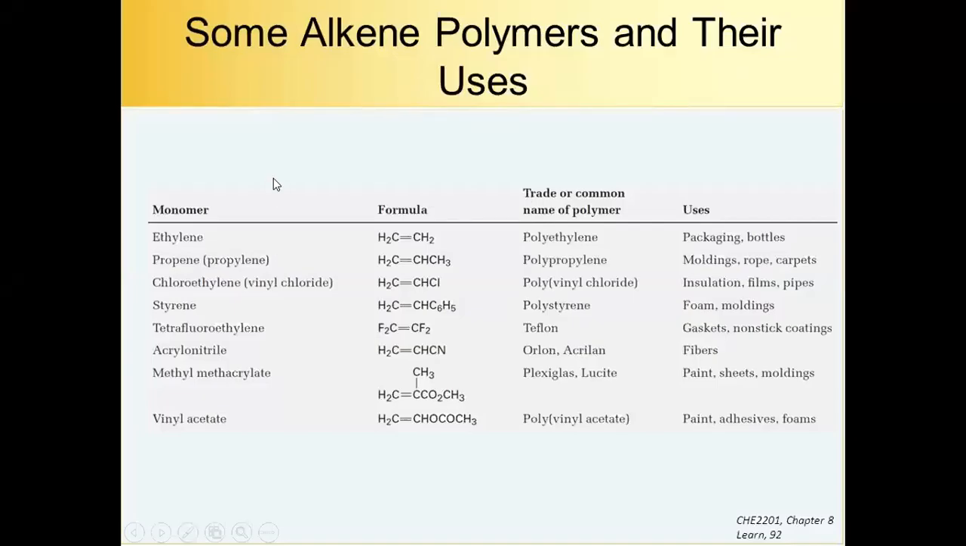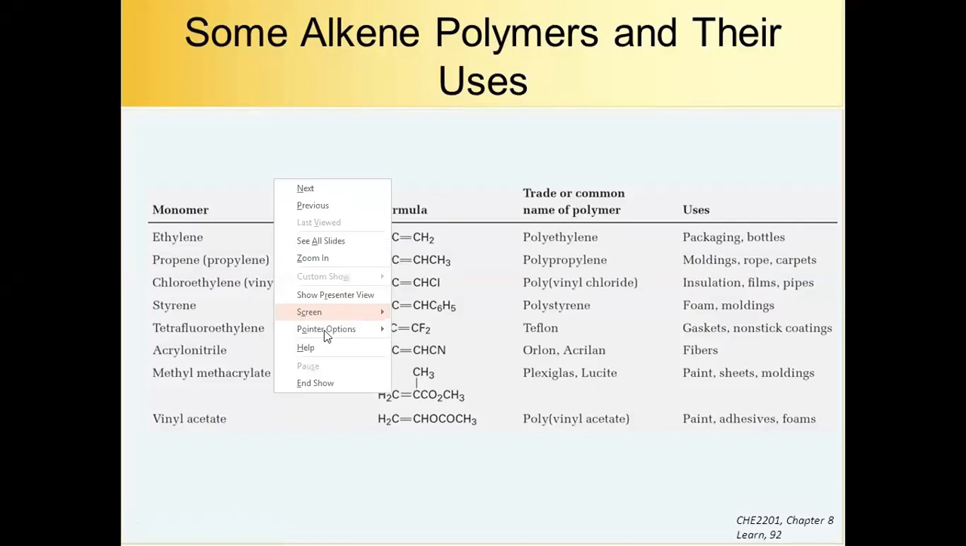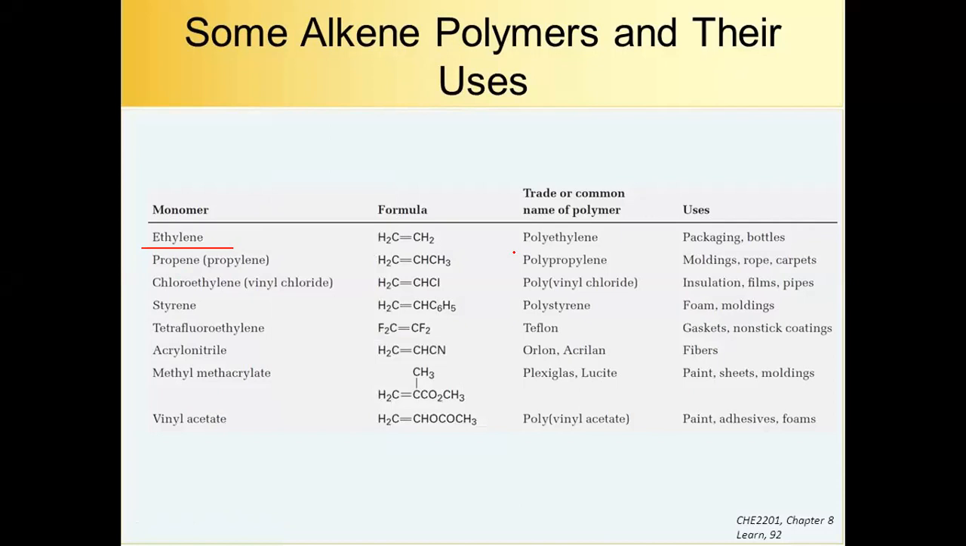So you can see very many familiar polymers here. Ethylene, right? From ethylene is made polyethylene. All packaging, bottles, all these things are made of polyethylene. Polypropylene, like molding, rope, carpets, all these are made of polymers, okay? All these things you use every day are polymers made from alkenes, okay?